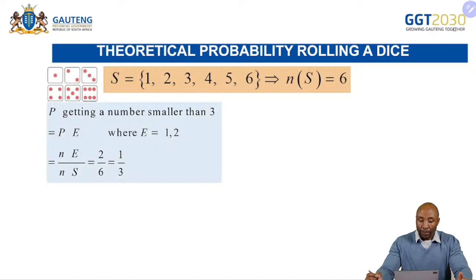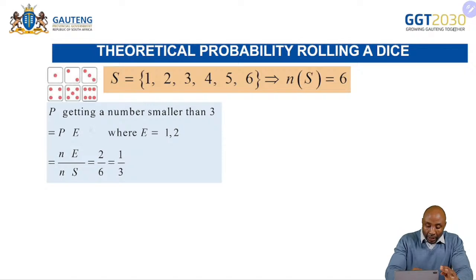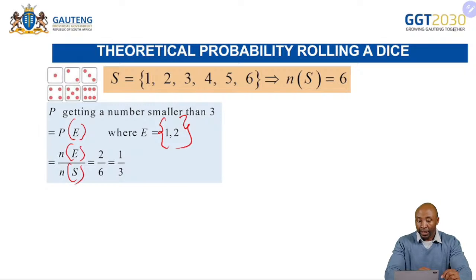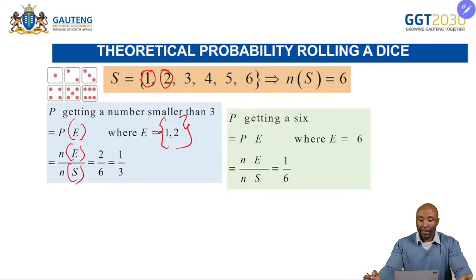And the probability of getting a number smaller than 3: the probability of E, where E is 1 and 2. So the numbers in E, any number which is less than 3, I have 1 and 2. These are less than 3. Hence, the probability of getting a number which is less than 3 is going to be given by 2 out of 6, which will give us a probability of 1 over 3 when we simplify that.